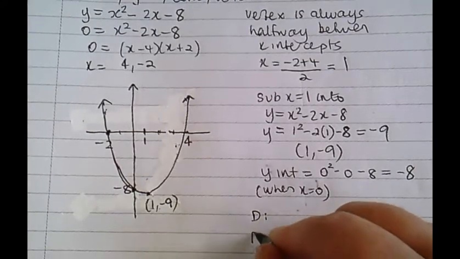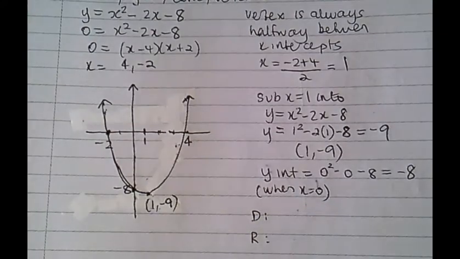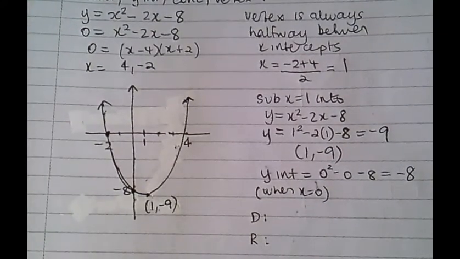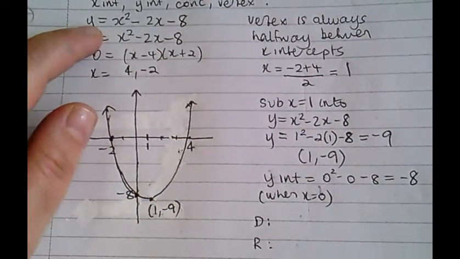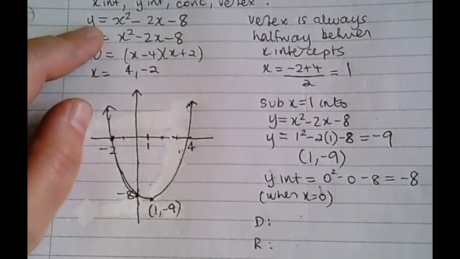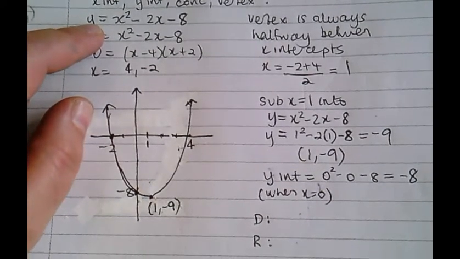So what's the domain? What's the range? To sketch a parabola, you need the x-intercepts, except for the ones we were just looking at. Some of them you can't work out the x-intercept. These are the ones where you're just given it in ax squared plus bx plus c form. You have to factorize it to know what it looks like.